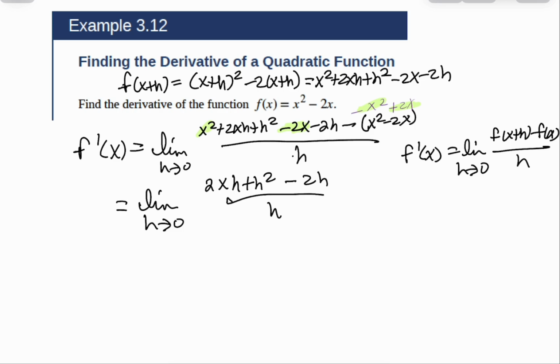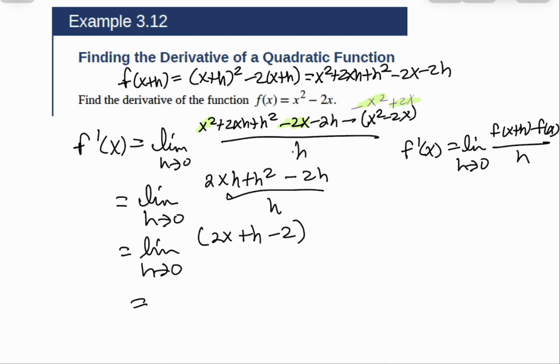And now we are allowed to divide by h. Now we've got to do it to every term. So this gets divided by h, divided by h, divided by h. And we are left with 2x plus h minus 2. And now if we plug in 0, we find that the derivative is 2x minus 2. So that is an example of a polynomial. So we've seen a square root, we had to use the conjugate. We've seen a polynomial, we have to really multiply that out and cancel out some terms.